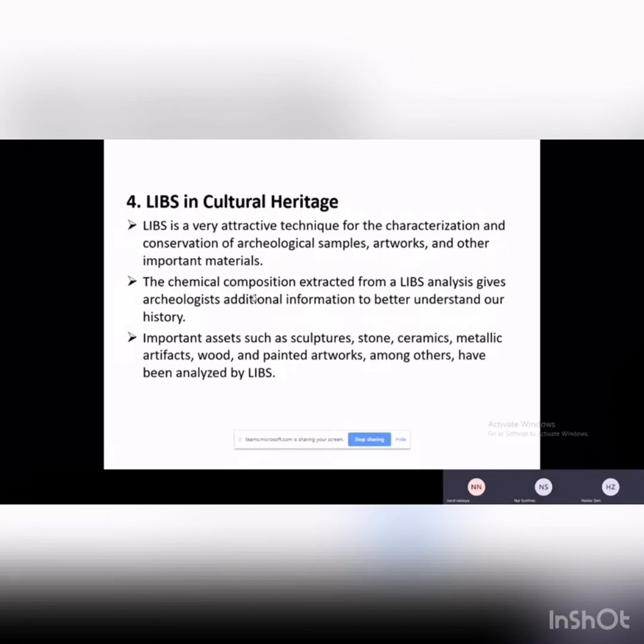It can help to have a better understanding of cultural heritage or our past history. Okay, so the last one is very important assets such as paintings, stone, ceramic, metallic artifacts, woods, and artworks, among others. So these are also analyzed by LIBS.